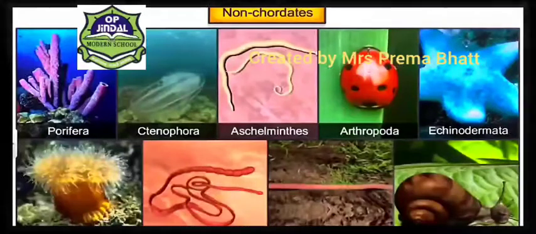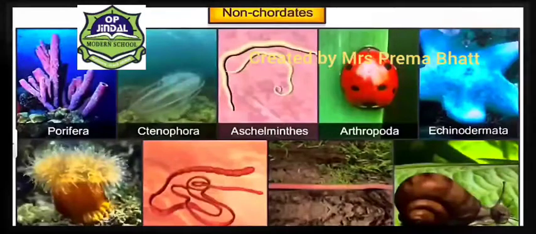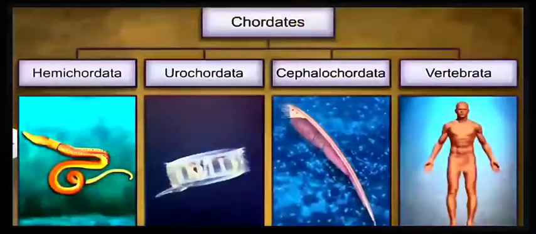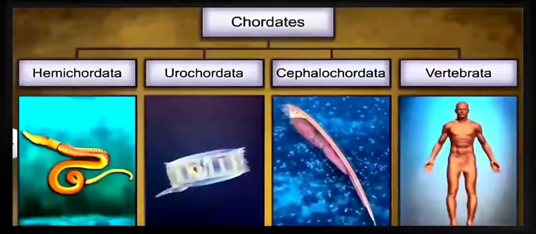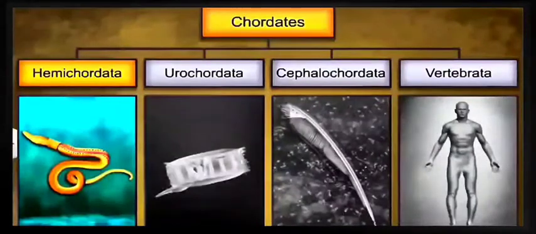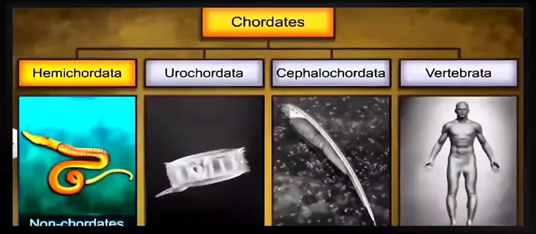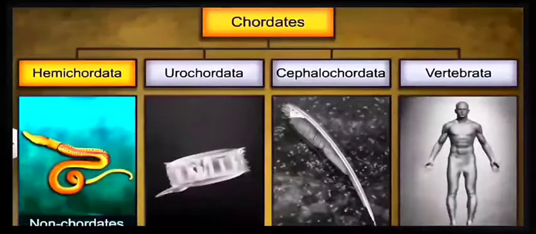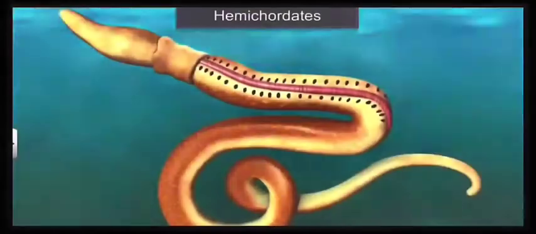So far we have already studied 9 non-chordate phyla which are shown here. Let's move ahead. The next phylum is Hemichordata. These Hemichordata were earlier classified as a subphylum under the phylum Chordata, and they were commonly called half chordates. But now it is considered as the 10th non-chordate phylum. So let us study the characteristics of Hemichordata.